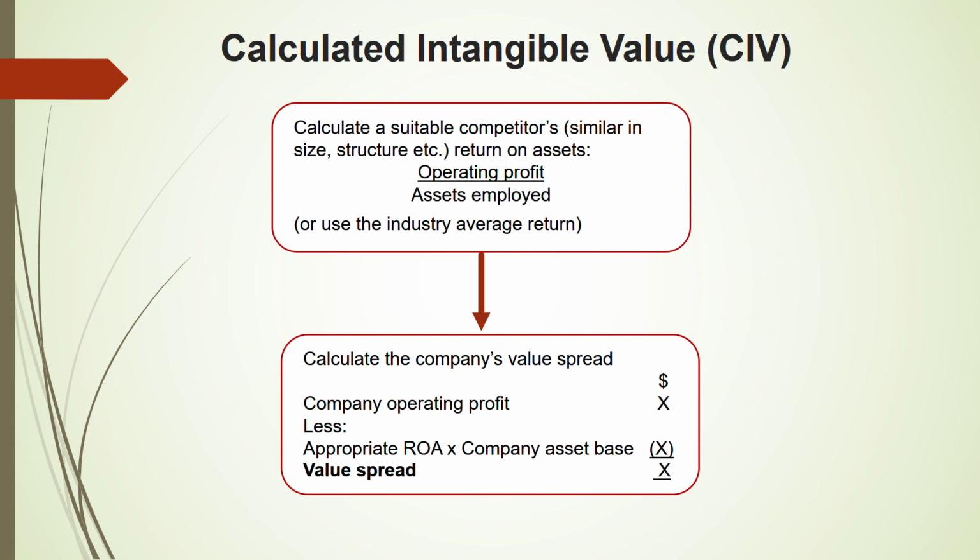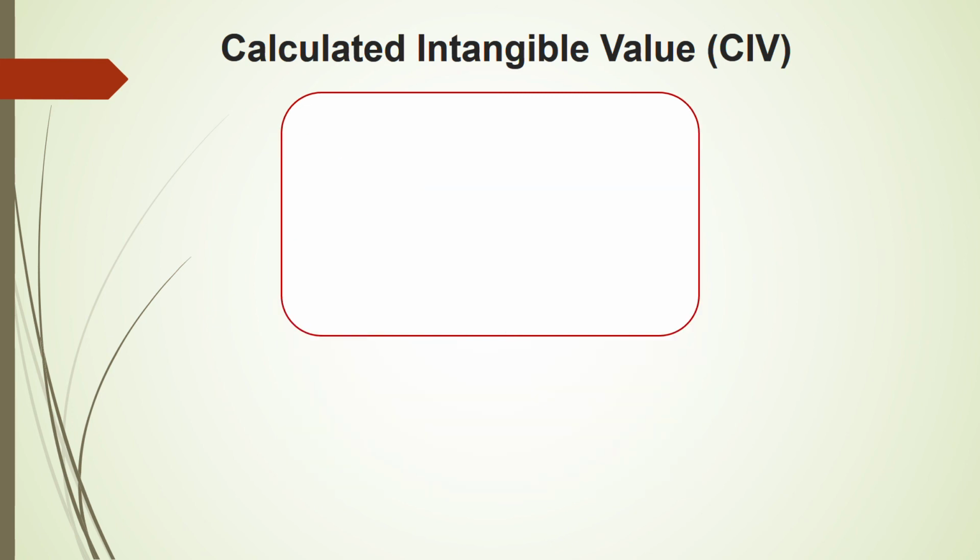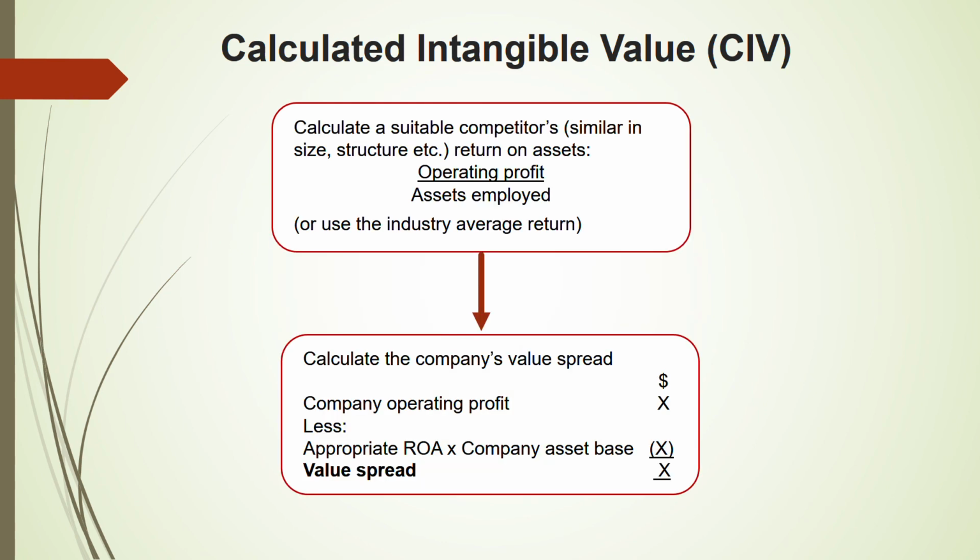Second, find the company's value spread. So for finding the company's value spread, the formula is operating profit minus whatever the return on asset you have taken, right? Maybe you have found it out using operating profit divided by asset employed, or you have taken the industry average, whatever it is, multiply by the company's asset base, and deduct it from the operating profit and find the value spread. Third step is on the next page, okay? Because I don't have space there to include it.